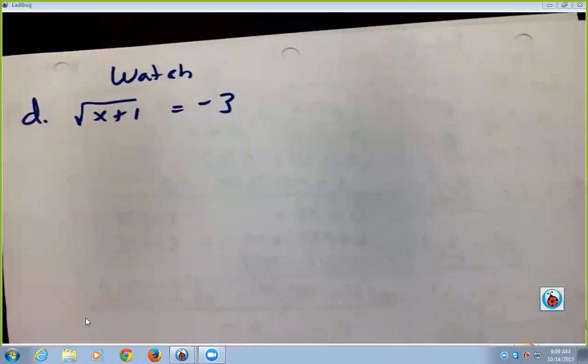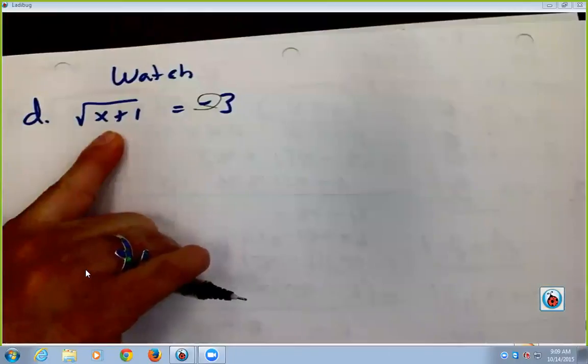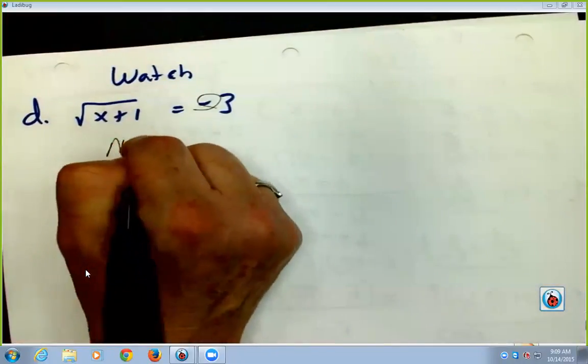Yeah, that's right. Exactly true. It's equal to a negative. Can I have something that is a square root equal to a negative number? I think we learned that in 9.1, that we can't have that because I can never get a negative out of a square root. Okay, so this one is basically no solution.